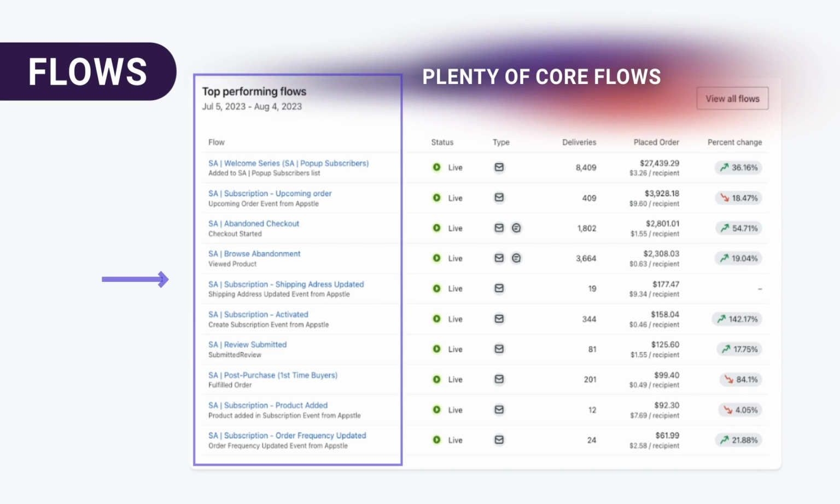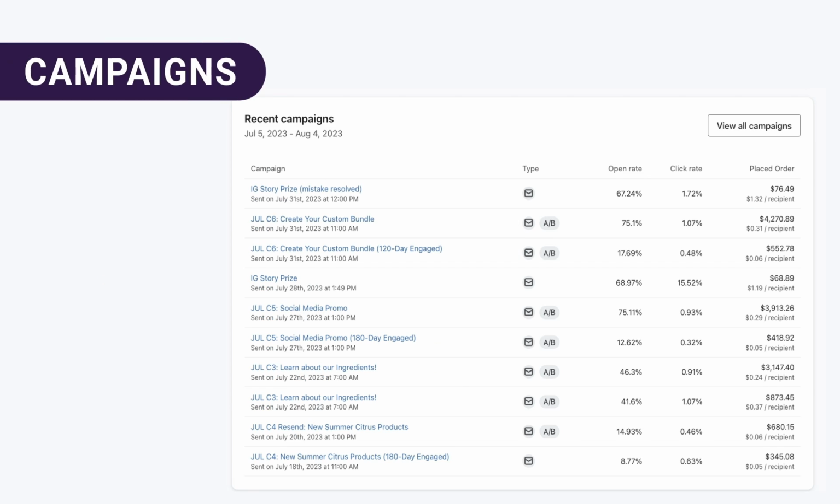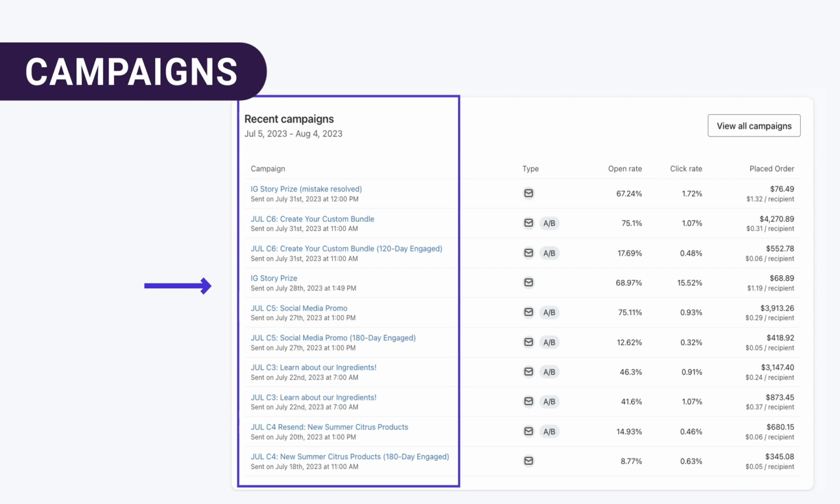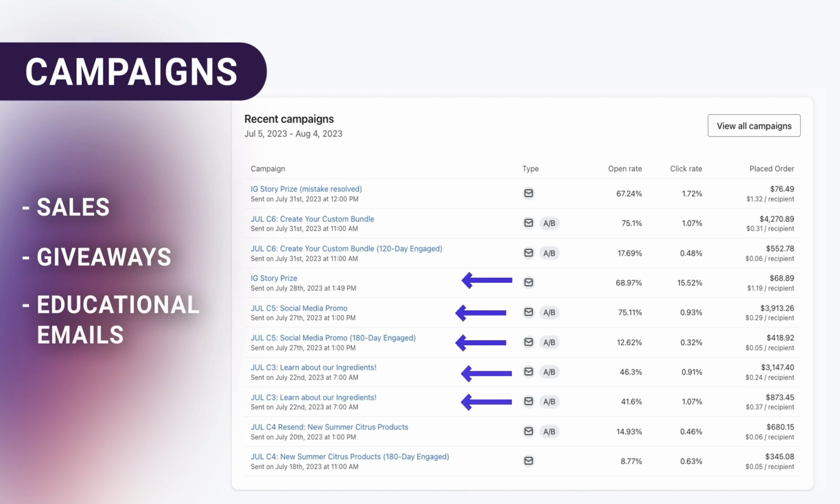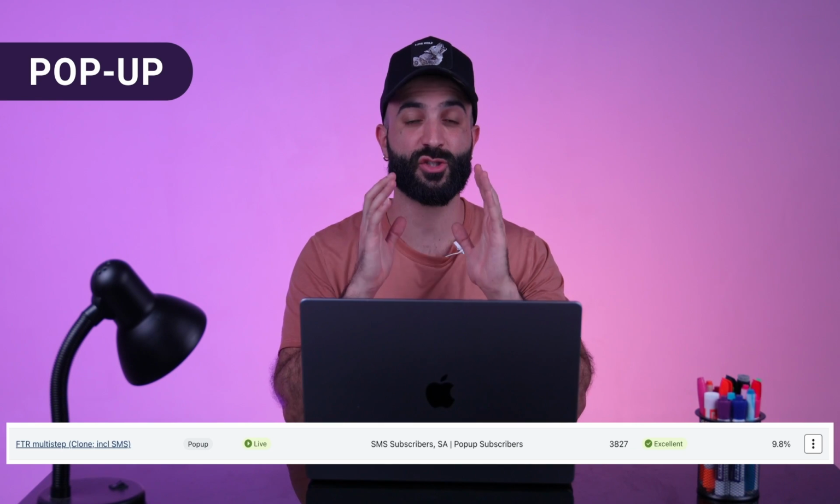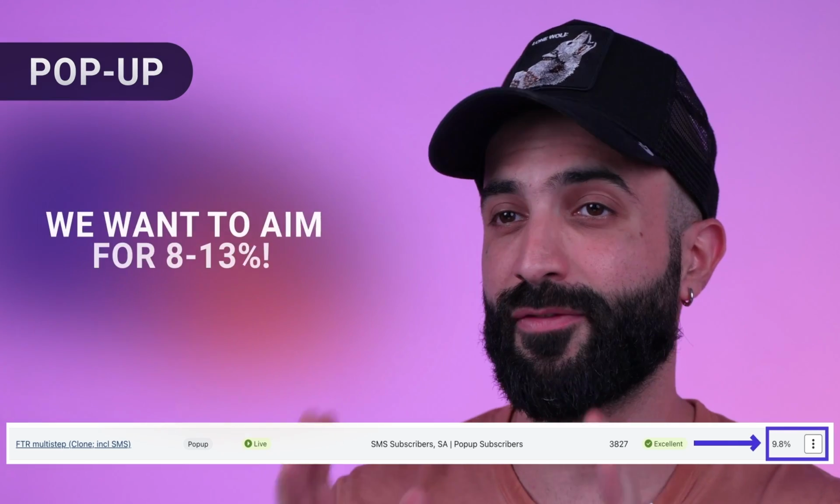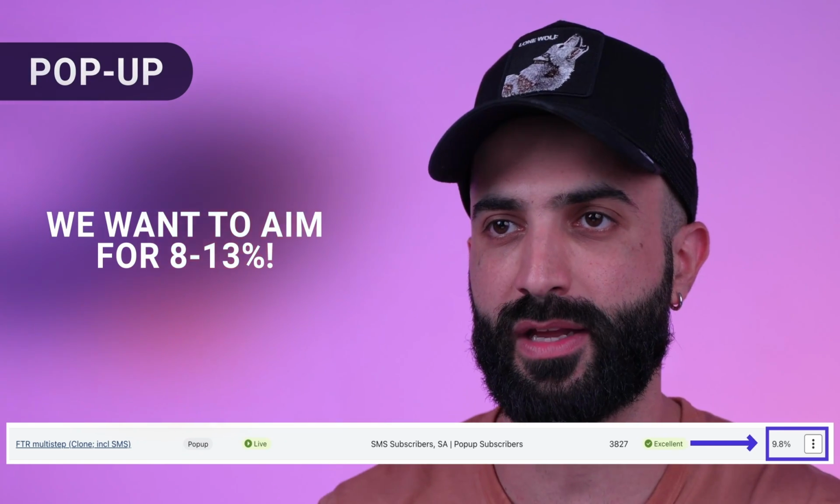Flows. They have plenty of flows, and most of them are making a good amount of revenue per month. Campaigns. They're sending 2 to 3 campaigns per week, which is great, leveraging different campaign topics such as sales, giveaways, educational emails, and new product releases. Pop-up. Their pop-up is performing extremely well. Nearly 10% of their website visitors become subscribers. You definitely want to aim for that 8 to 13% in sign-up rate.